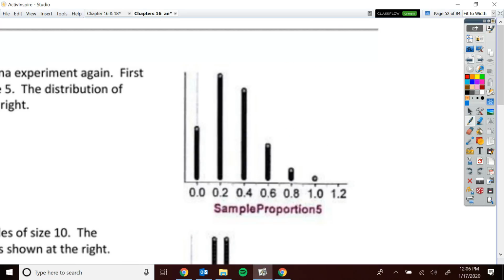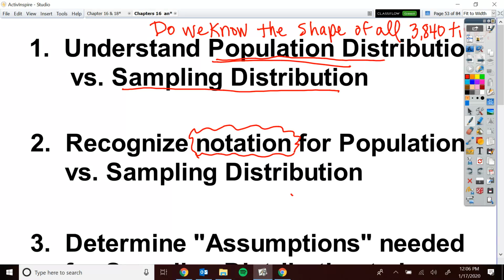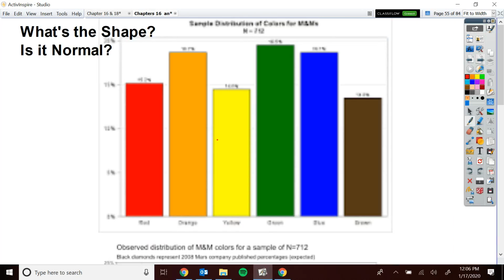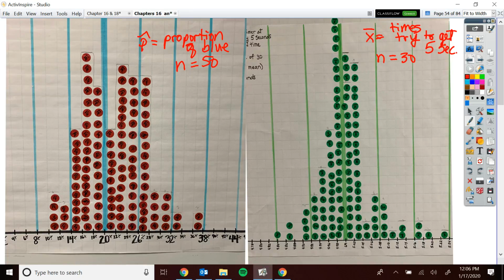Do you remember this situation where we are told that 20% of our M&Ms are blue coming out of the factory? I kind of played the trick on you guys and asked you, what's the shape of this distribution? You cannot say the shape of this because it is categorical data. So for this one, we do not have a shape. There is no shape to the population.